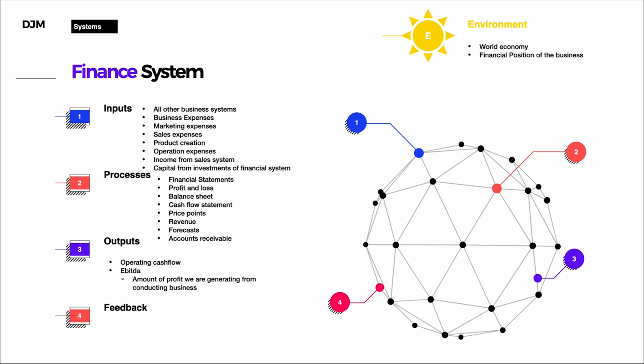And then the feedback that you get is evaluation of finances. So are we making enough money? Do we have enough? Do we have what we want? Are we hitting the marks that we want to, or are we not hitting the marks that we want to? Are we spending too much on operations? Do our price points need to be higher?